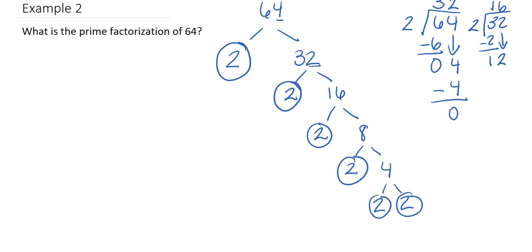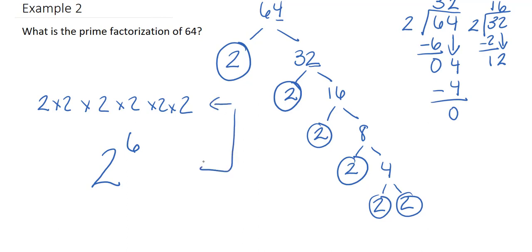So you can see that this is really similar to the last one, except we have more copies of 2 to multiply. So how many 2's are there? There's 6 2's. So the prime factorization of 64 is 2 times 2 times 2 times 2 times 2 times 2. Or we can show this as 2 raised to the 6th power.